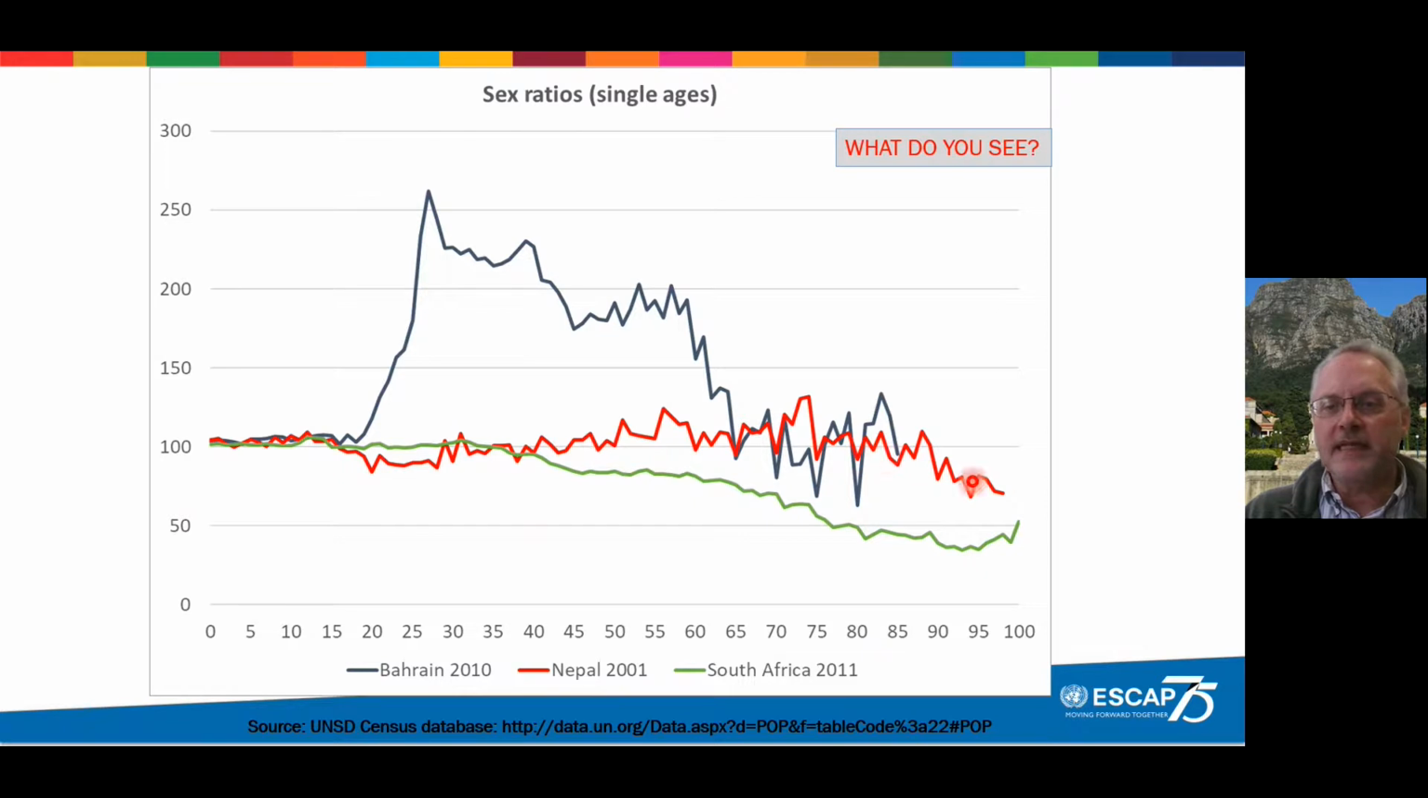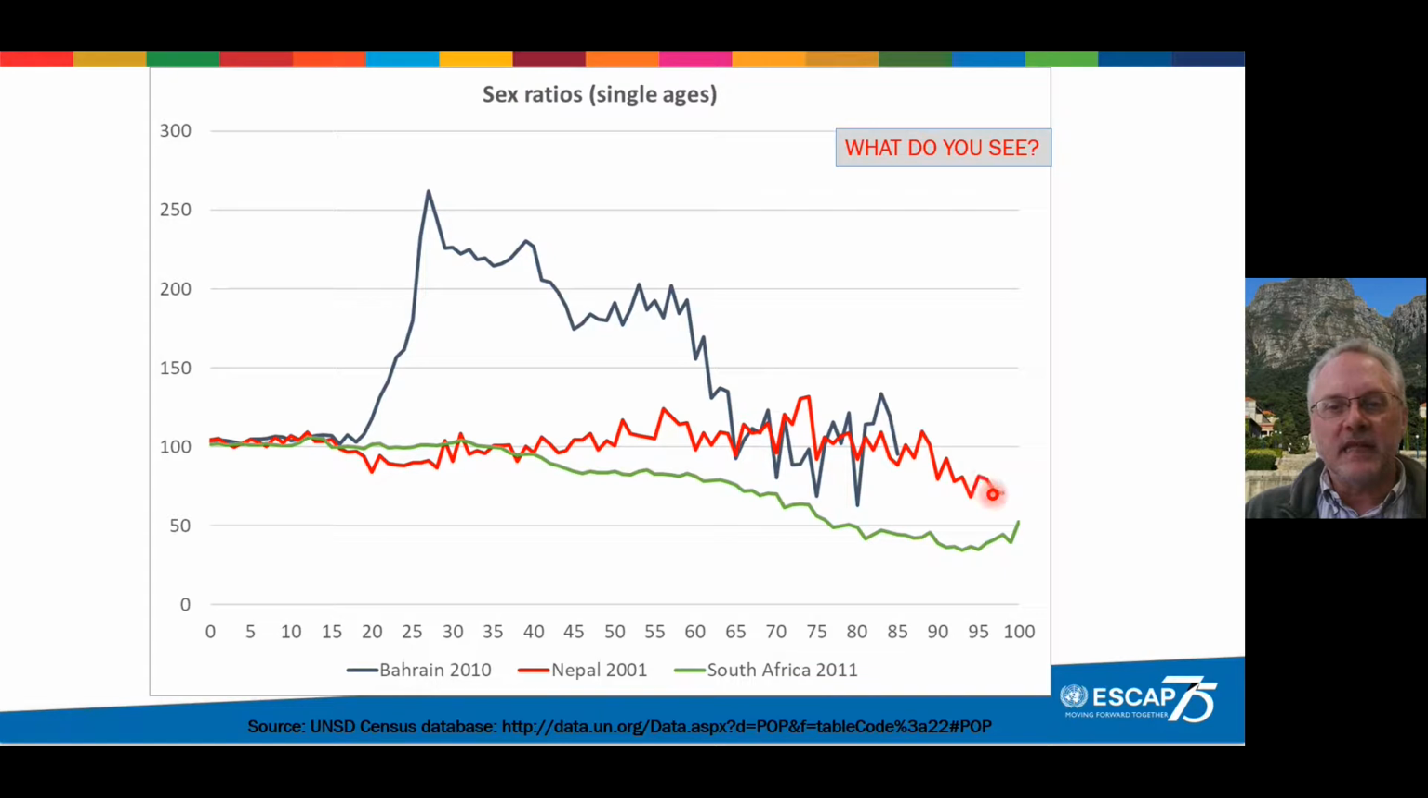We can see in the Nepalese data that the sex ratio does fall below 100 after about age 75 or 80 and shows a downward trend, in other words, implying that there are more women for every 100 men as age increases.